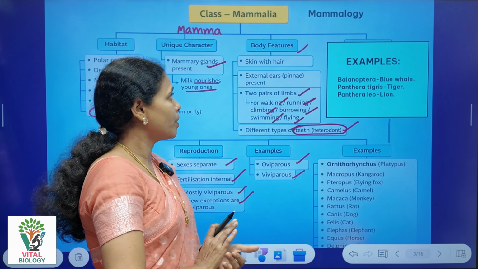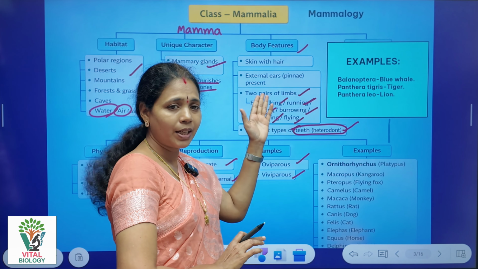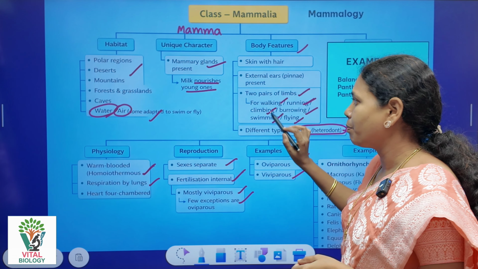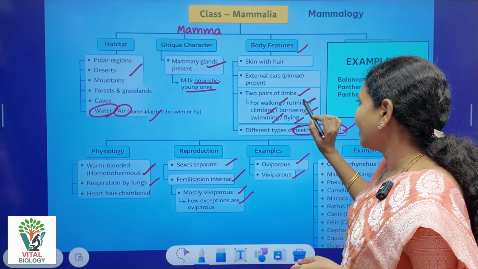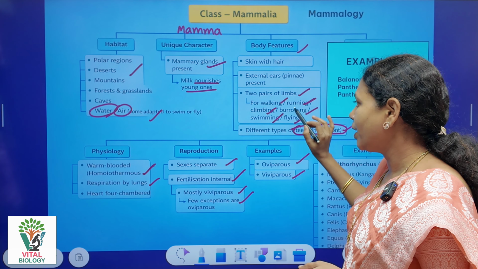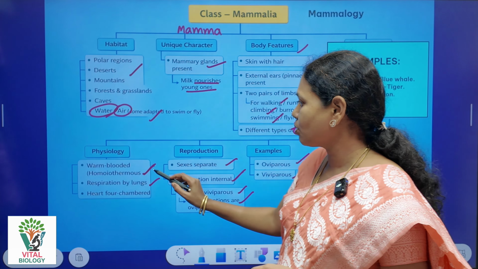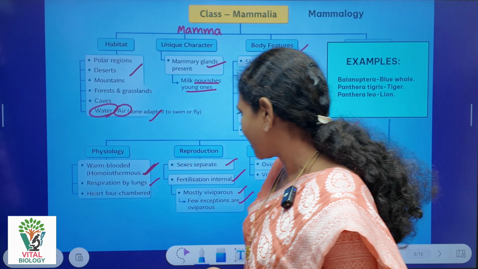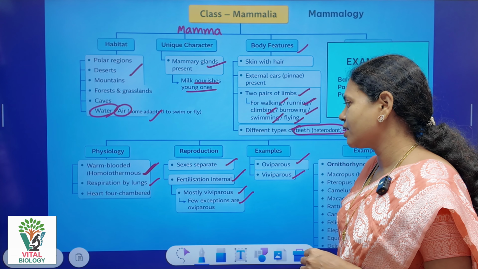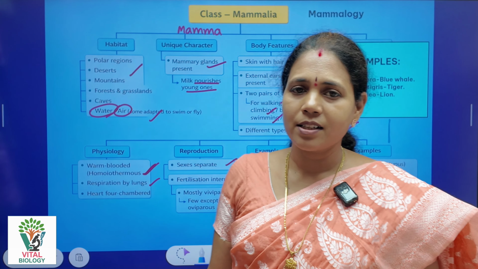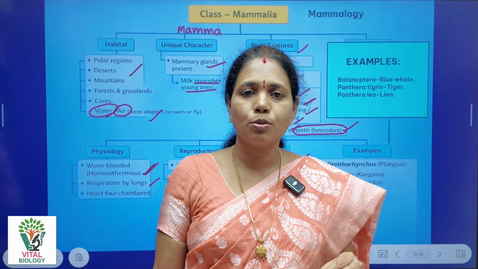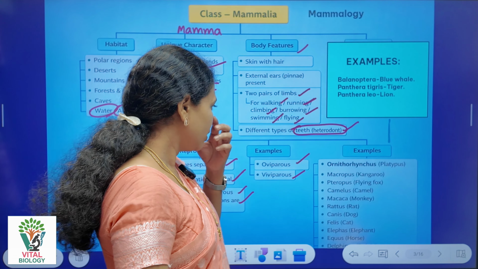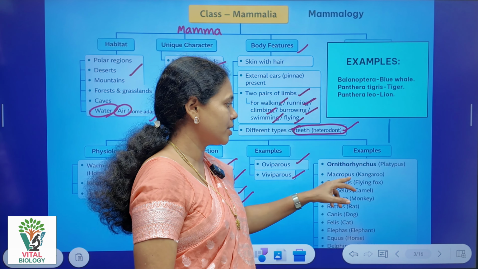Their skin is covered with hair, and external ears are seen. Two pairs of limbs are present, which are mainly helpful for walking, running, climbing, burrowing, swimming and flying. These organisms are warm-blooded, respiration is by lungs, and a four-chambered heart is present. Sexes are separate, fertilization is internal, and mostly they are viviparous, with a few exceptions which are oviparous. The best example for that is the platypus, or Ornithorhynchus, whereas Macropus is the kangaroo.